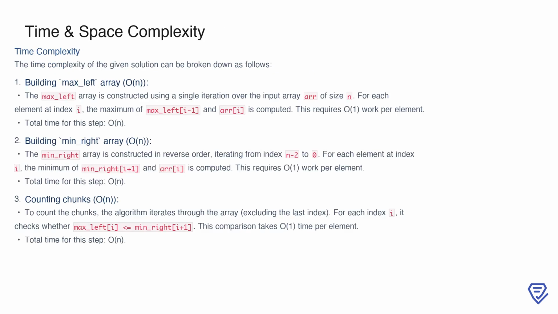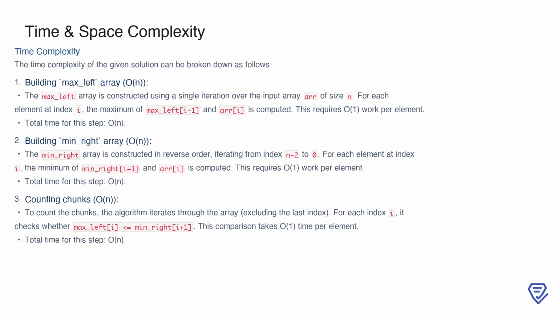Here, we analyze the time complexity of the solution, breaking it into 3 main steps. First, we build the max_left array. This involves a single pass over the input array, where we calculate the maximum value at each index by comparing the current element with the maximum so far. Each comparison takes constant time, and since we process all n elements, this step runs in O(n).